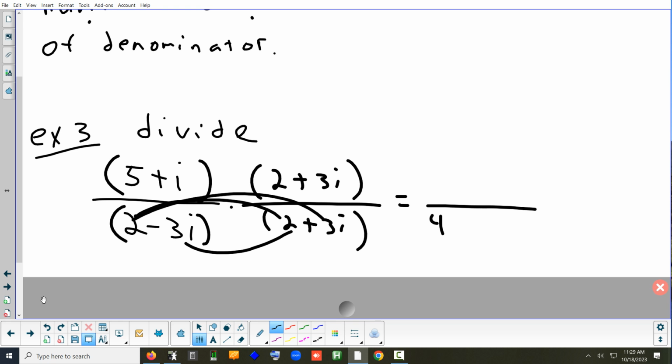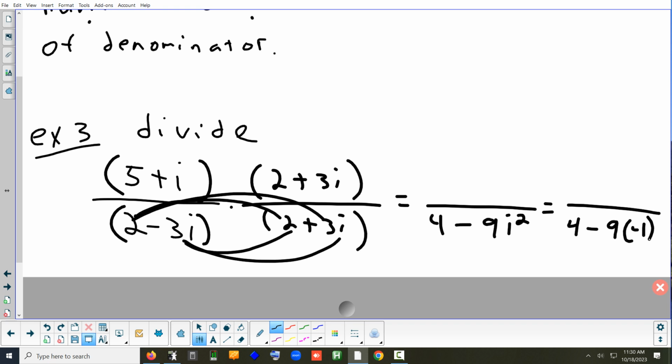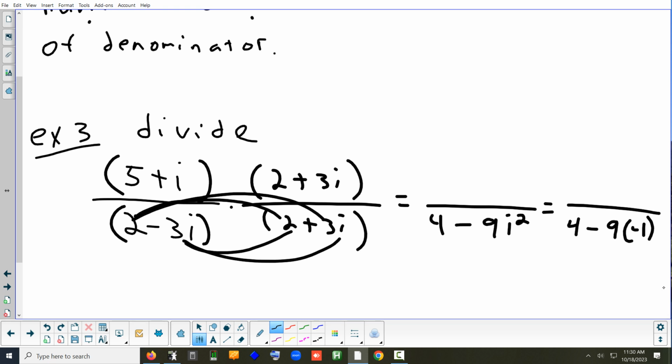That's all you have to do. So we did the first. Now let's do the last. What's a negative times a positive? Negative. And what's 3i times 3i? 9i squared. Which is going to be, what's i squared? Negative 1. So it's going to be 4 minus 9 times negative 1. So it's really going to end up being a positive. 4 plus 9 gives you 13, that's how I got the 13. Right, so the bottom is just going to be 13.